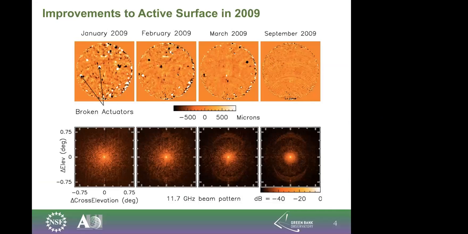We made some improvements to the active surface back in 2009. The top figures, the different panels, show the improved active surface across different months. You can see that in January of 2009, you had a lot of deviations that were associated with broken actuators, so it really doesn't look like a smooth surface. As the months went on, all the way to September, the surface looks much better. These improvements to the active surface can really help what the beam pattern looks like. The beam patterns are shown in the bottom panels. For each set of observations at the very top, you can see the associated beam pattern at about 12 gigahertz. You can see that the improved active surface really helps with the beam pattern that we can see.